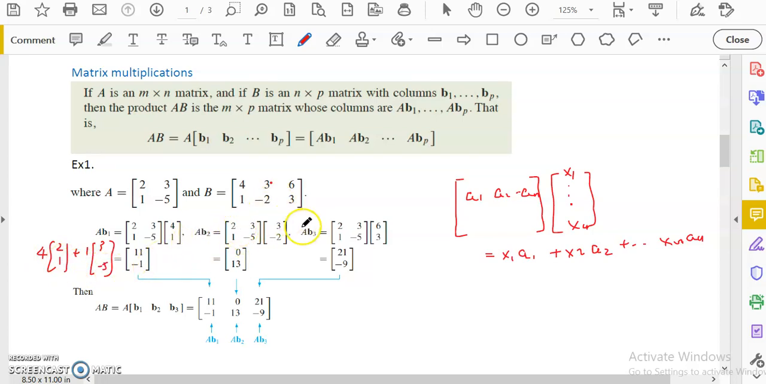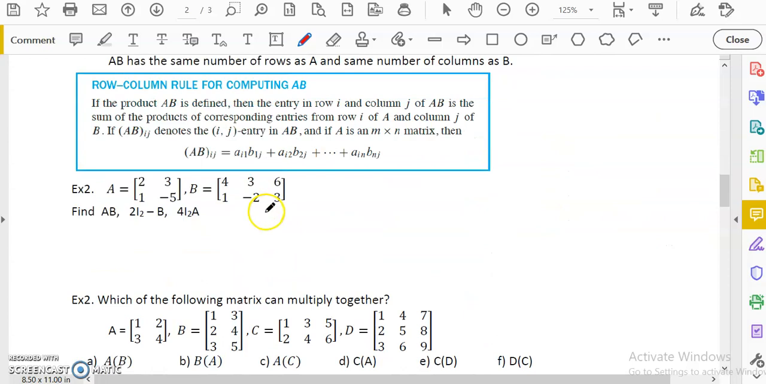And then A times the second B. This is another way, so it will be 3 times the first column, negative 2 times the second column. So that would equal to this. And then the answer would be combine these three things together, it becomes the answer of AB. So this is one way of looking at matrix multiplication.